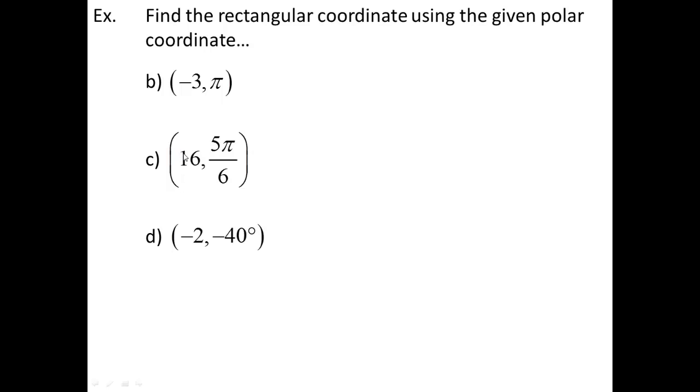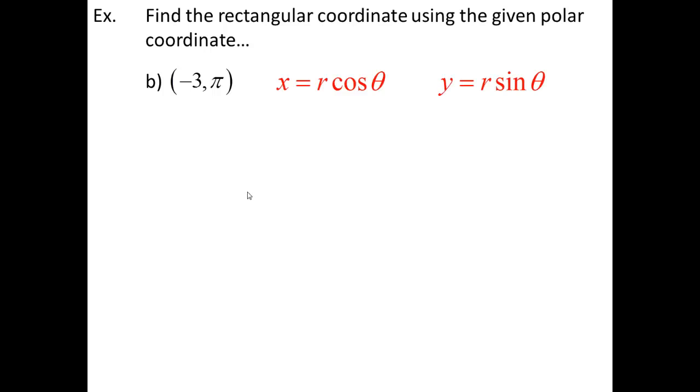So the first one, -3, pi. Once again, this one's on one of the quadrantals. I hope you just counted this one out instead of wasting time with the formulas. But I'm going to go ahead and waste the time with the formulas just for a little bit of practice. So r cosine and r sine. Plug in -3 and pi for r and theta.